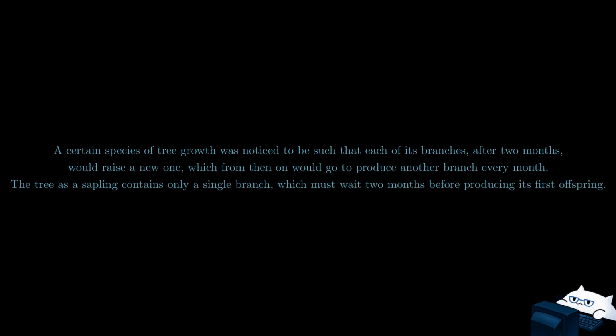Before going on how to solve them, let's first see how one can deduce a recurrence relation from a problem. Take this question in hand. A certain species of tree was noticed to be such that each of its branches, after 2 months, would raise a new one, which from then on would go to produce another branch every month. The tree, as a sapling, contains only a single branch, which must wait 2 months before producing its first offspring. How many branches will this tree have after n months?